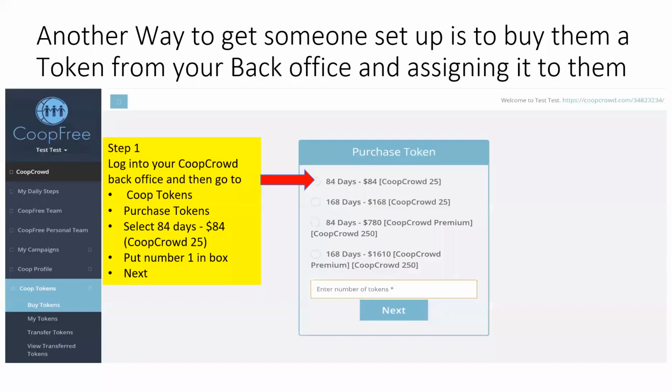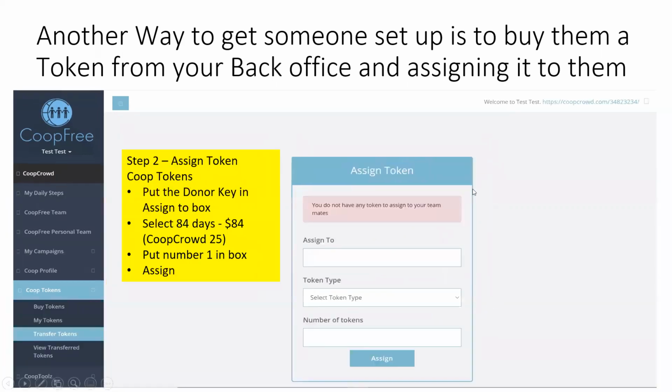Another way you can get John started is that he can go through the first stages, where he puts all his information in and gets to the invoice. Then you can go into your back office and purchase John a token by going to Co-op tokens and buy tokens, and then you select the $84. You'll put in the number 1, and hit the button next. On the next screen, you're going to ask John what his donor key is.